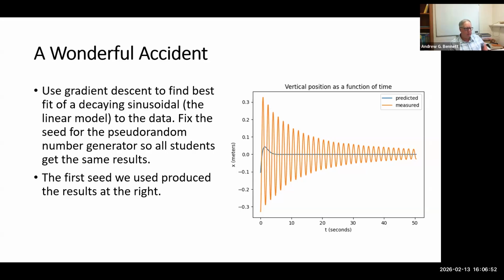The neural network populates with the initial parameters chosen randomly. We didn't want to have different students getting different results and having to grade to figure out what's going on with the different things. So we had fixed a pseudo-random number generator. And as you can see, it did very, very badly.